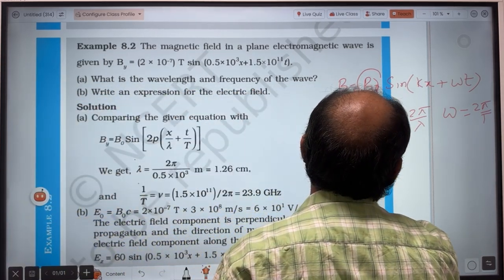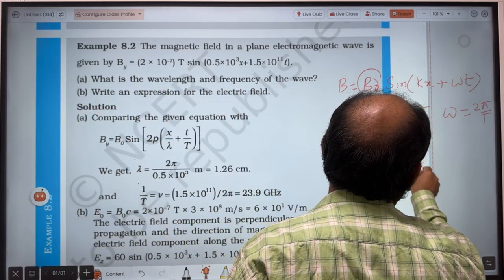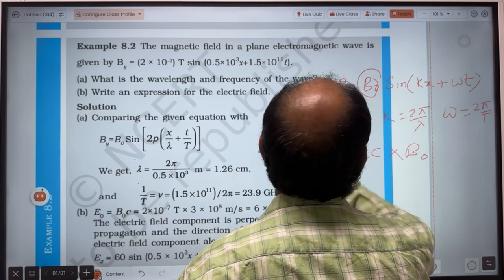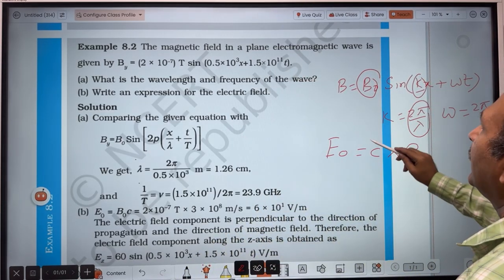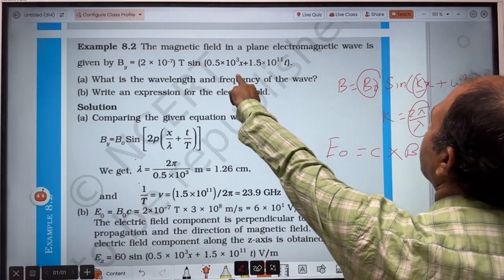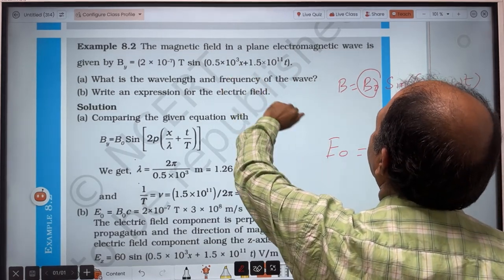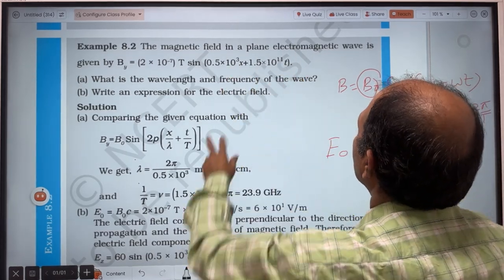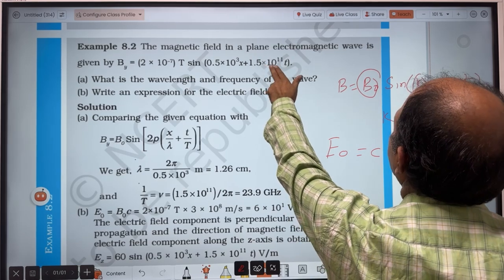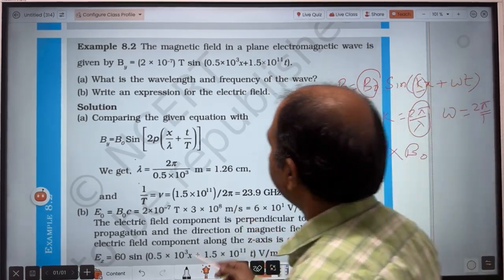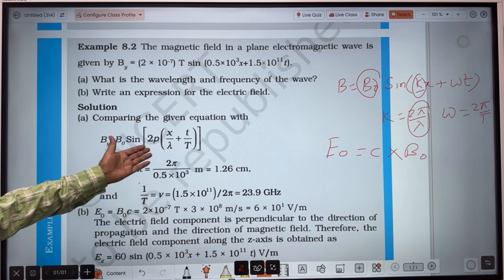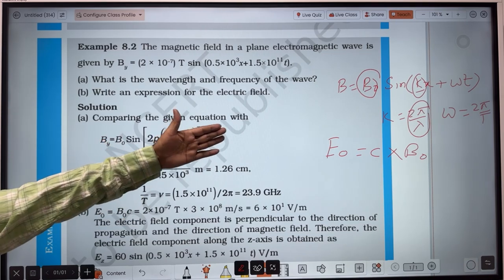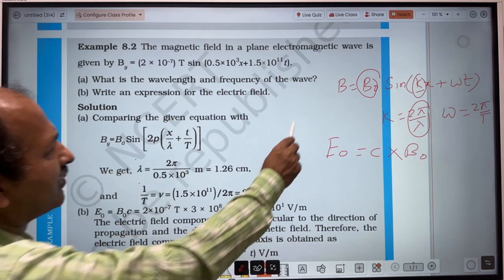From here we can evaluate E0. E0 will be c times B0, right? And here kx, 2 pi by lambda is k, so 2 pi by lambda is given as this much, so we can find lambda. And this is omega t, so 2 pi by T equals this much, so we can get omega. So the same thing is being done here. The other way around, this can be written, but that is a better way.